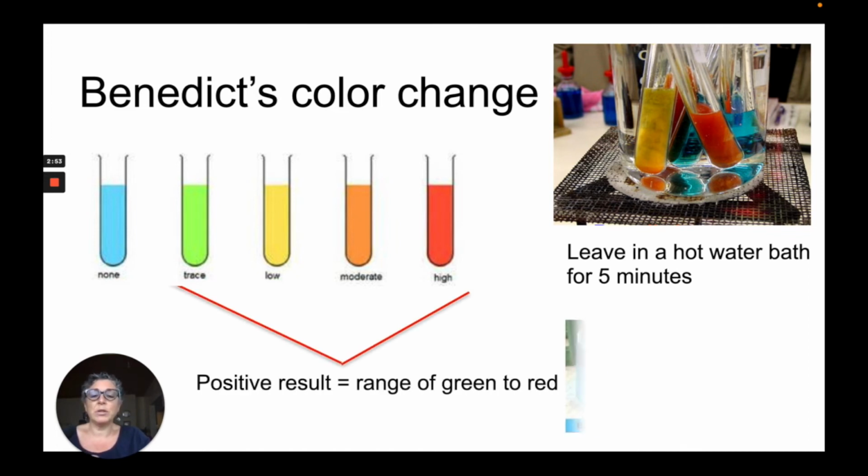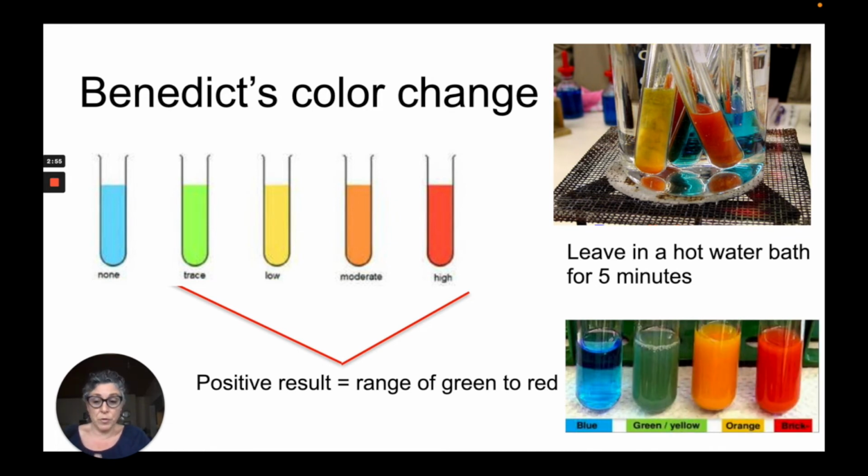And basically what you're going to have, if you have a positive result, if you have a reducing sugar, any one of the 5 that I previously mentioned, you would have a range of color changes from green all the way to red. And so you can see there on the right hand side a picture of an actual test with different amounts of reducing sugar.